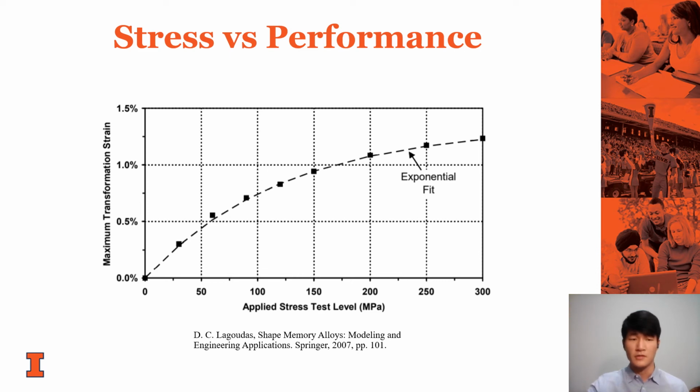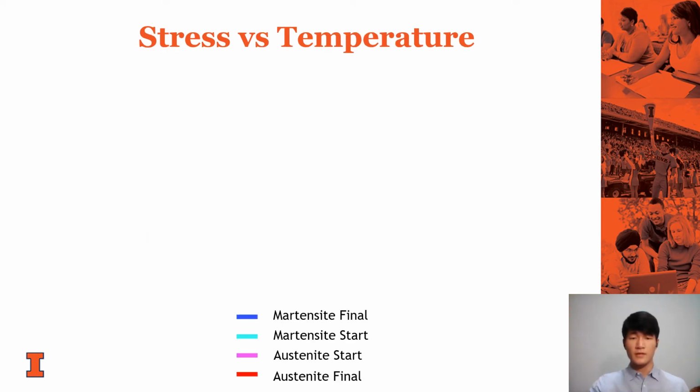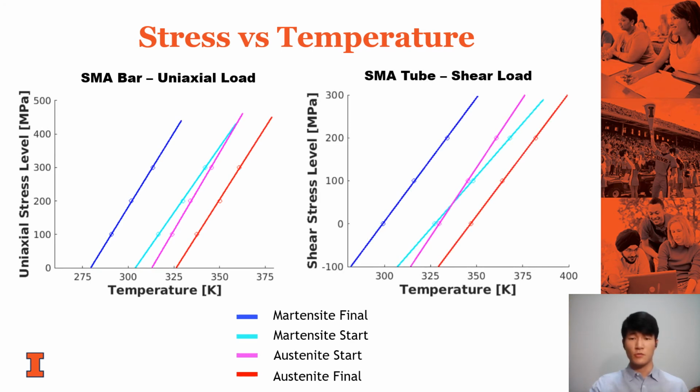In this case, the correlation between the stress and the phase transformation temperature of uni-axial stress and shear stress was measured. All four major transformation temperatures are showing a trend of increasing temperature with increasing applied stress.